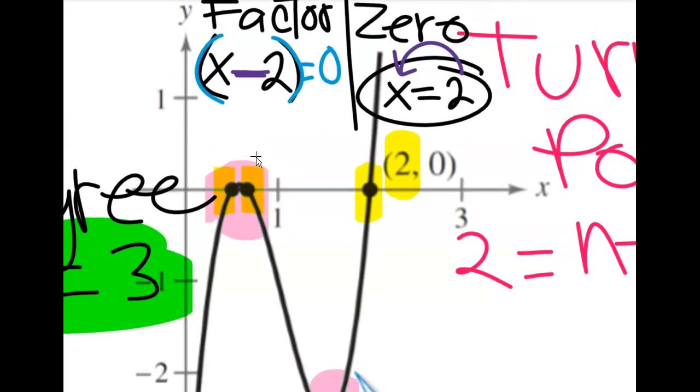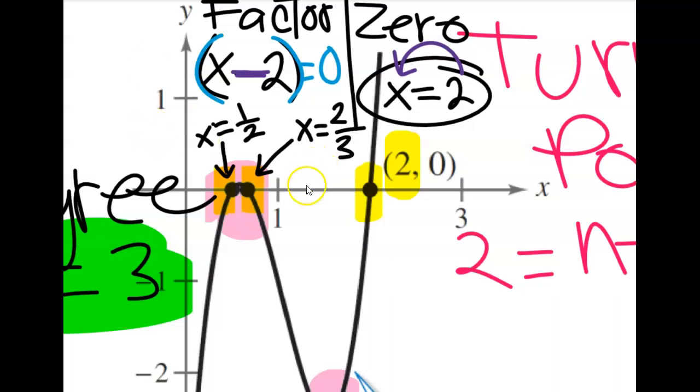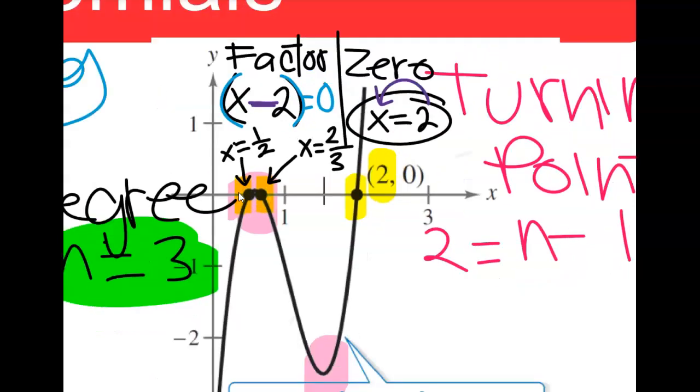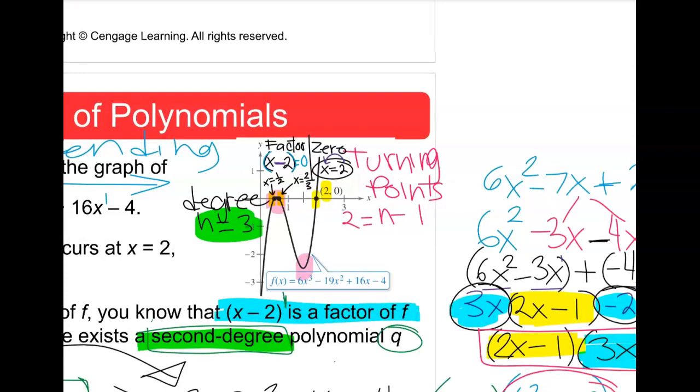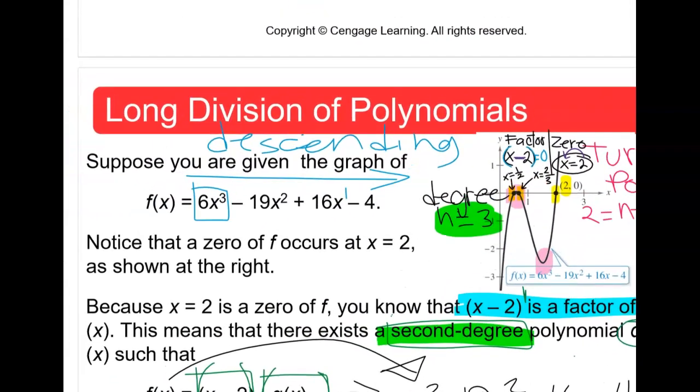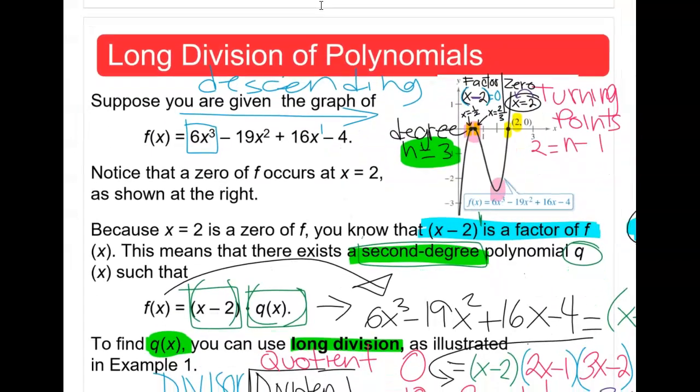So this one here, x equals 1/2. And this one here is x equals 2/3. As you could see, on a calculator or on Desmos, they usually will give you those numbers as a decimal. And WebAssign is going to want you to enter the exact answer, meaning they want fractions, they want rationals. So of course the technology is great to check your answer, but you still need to know how to find them by hand.